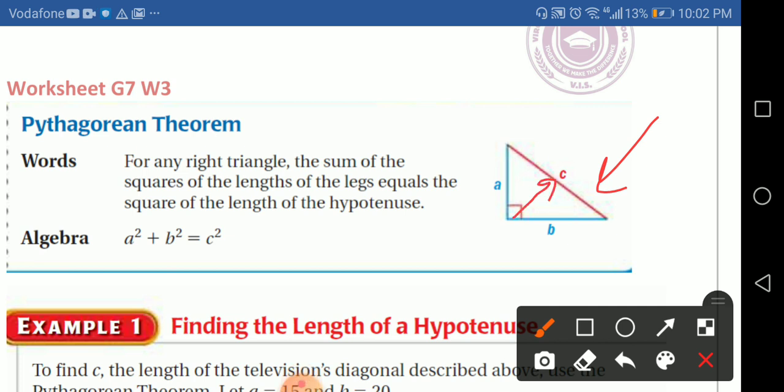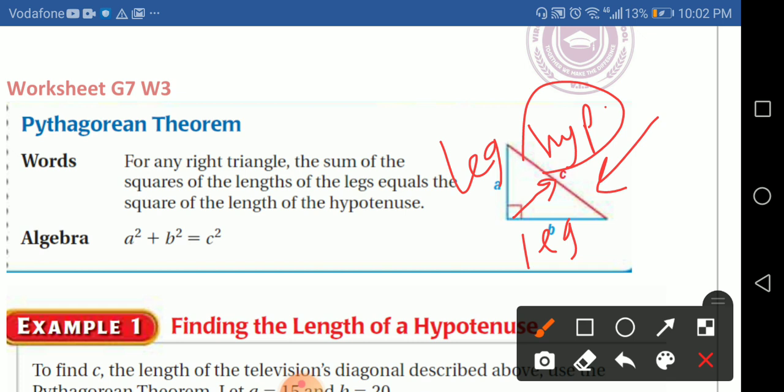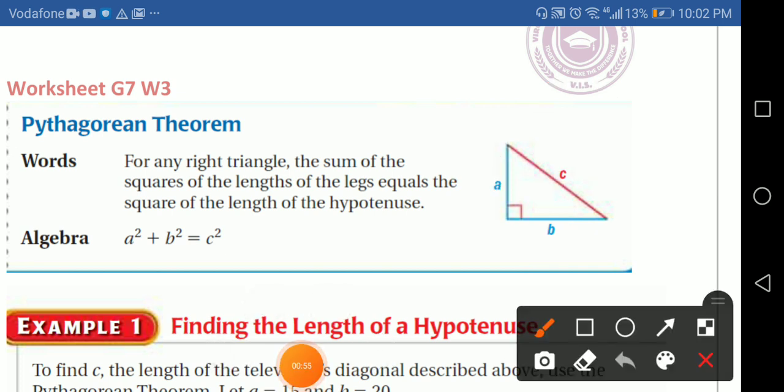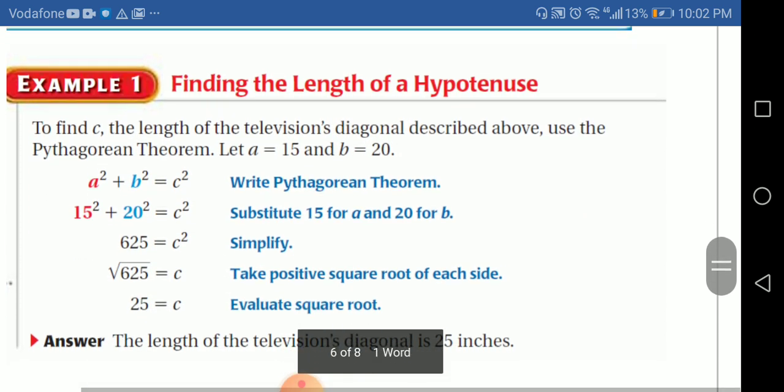The side which is opposite to the right angle, this is called what? Hypotenuse. So this is the hypotenuse, and this is one leg and this is the other leg of the triangle. The first thing I have to find is the hypotenuse. So I have the squared hypotenuse equal to the sum of the two legs squared: C squared equals A squared plus B squared.